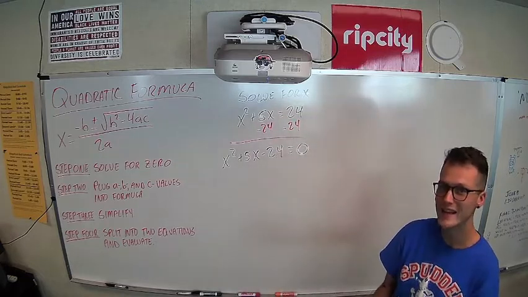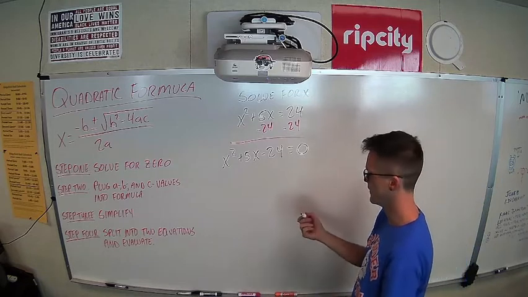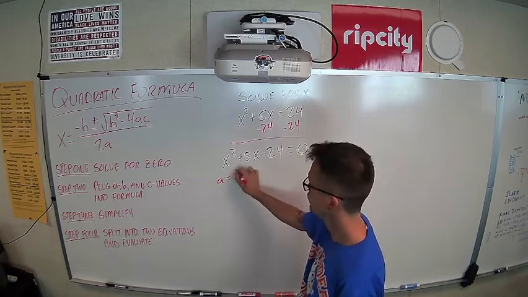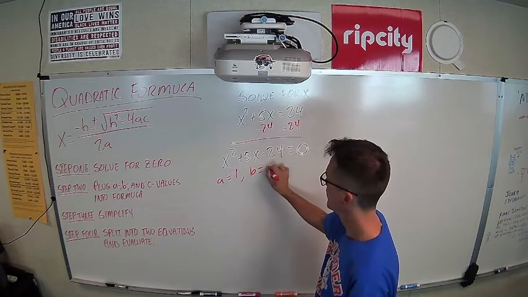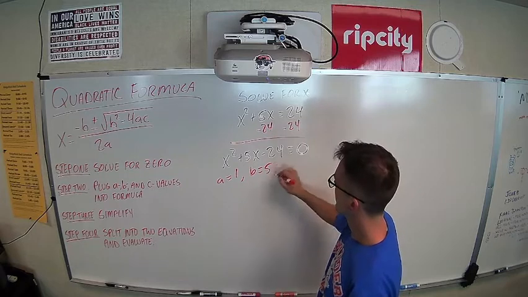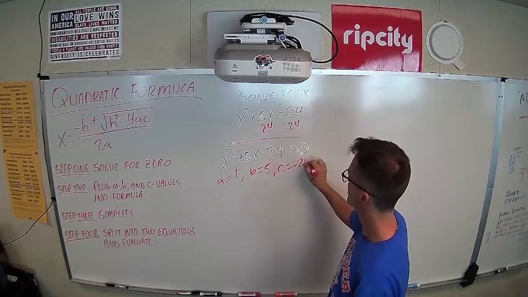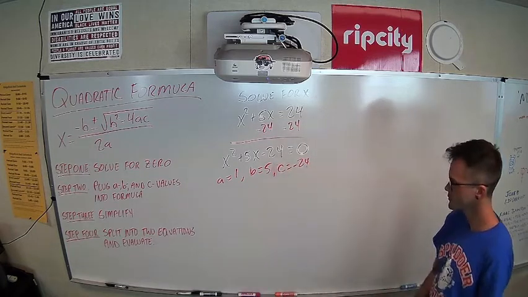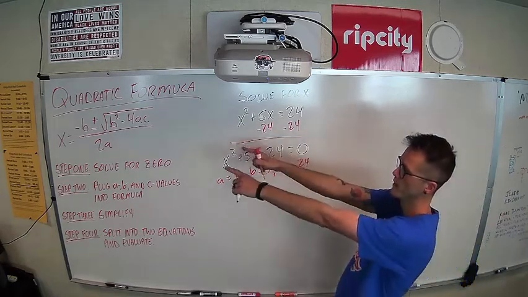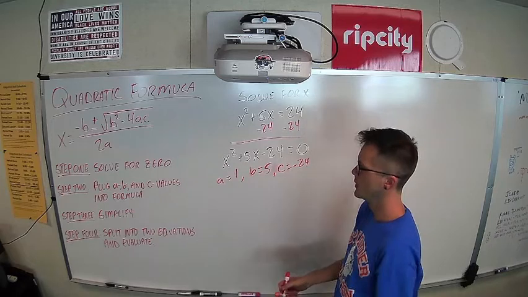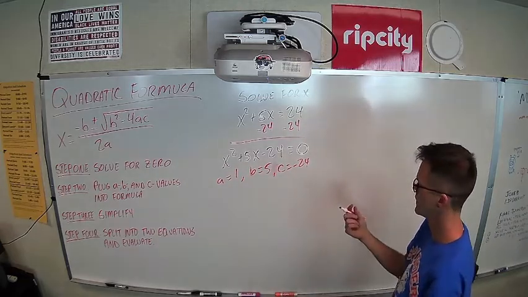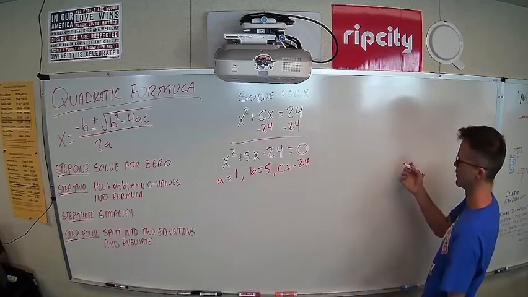Step 2, plug the a, b, and c values into the formula. So let's first identify our a value, b value, and c value. Our a is what's in front of the x squared, so our a is 1. Our b is 5, and our c is negative 24, our constant. Now we're going to plug them into the formula. I'm not going to rewrite the formula, it's over here, but I am going to rewrite it with our values plugged in. I'm going to shift over to this part of the board.